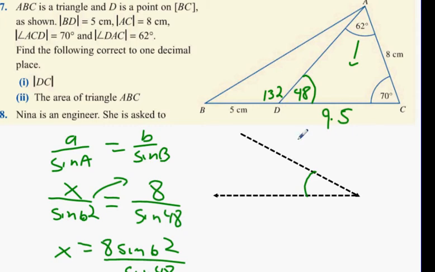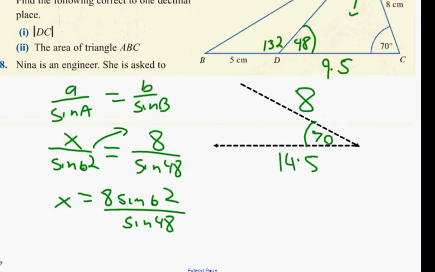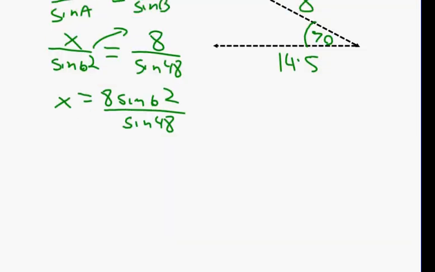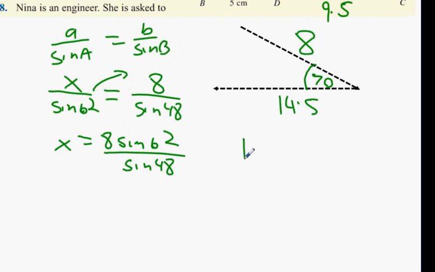So, do we have any full lengths? We have 8, don't we? We have 70. Do we know the full length from there to there? What is it? 14.5. You've got to add on an extra 5. 14.5. Okay. Now, so a half ab sine C.